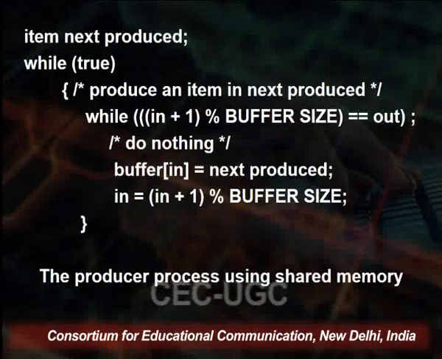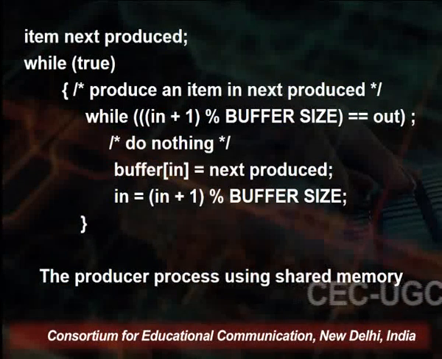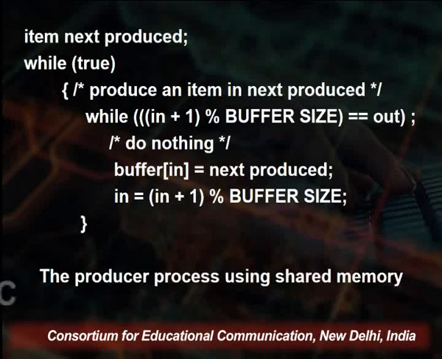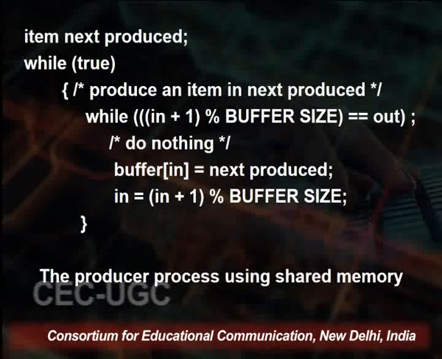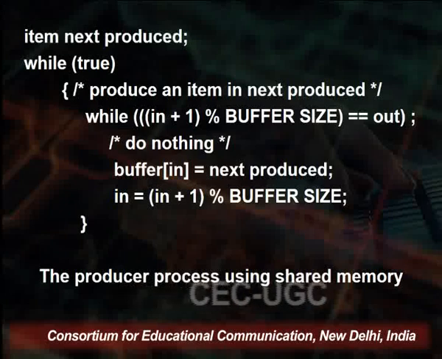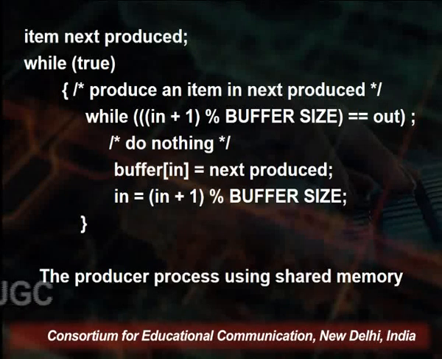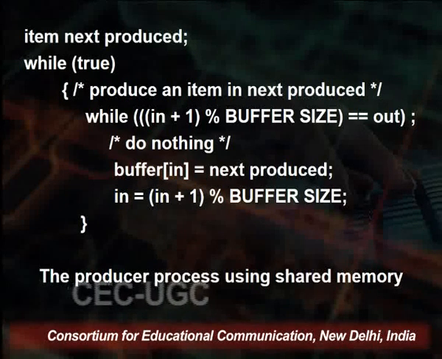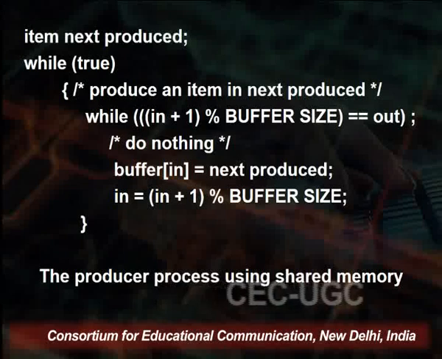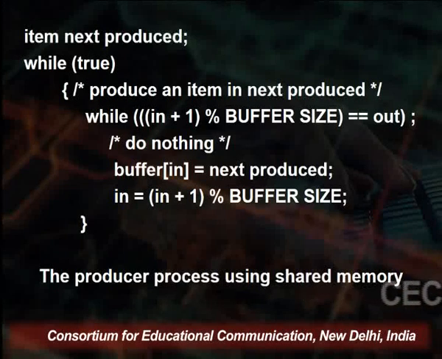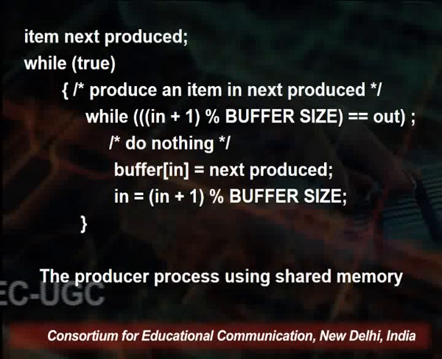While your producer is producing an item and the buffer is full, you need not do anything. That buffer full condition is checked as while in plus 1 mod buffer size equals out. We have already seen the condition for buffer full and the condition for buffer empty. So in plus 1 mod buffer size equals out means the buffer is full, and while the buffer is full, it has to do nothing.